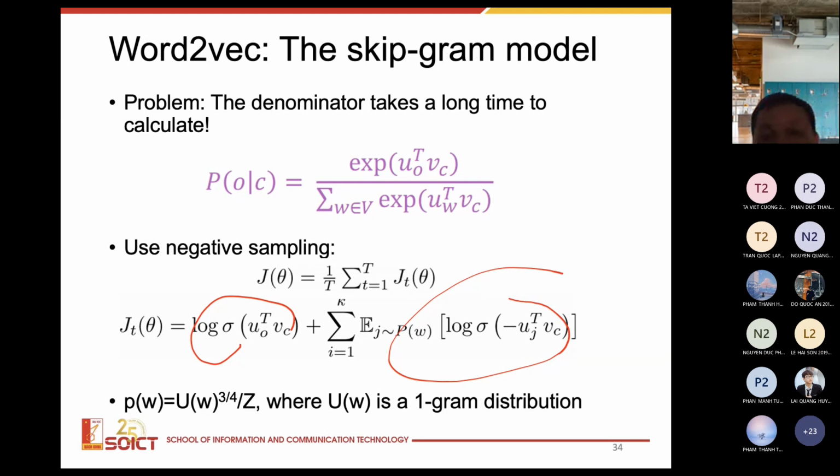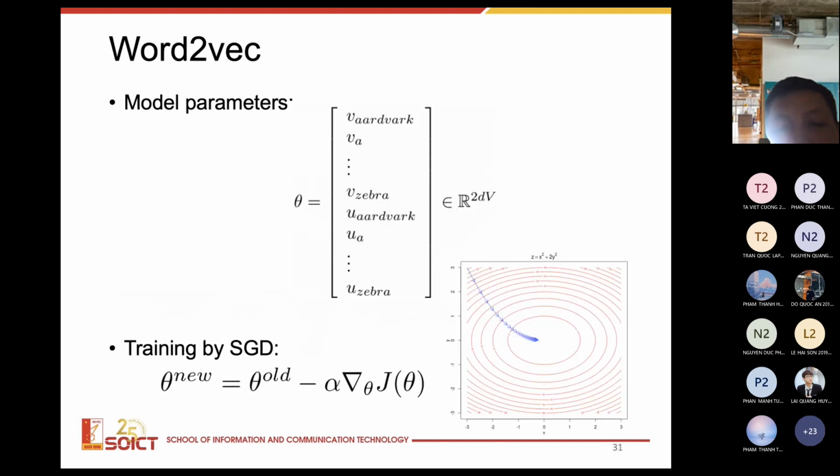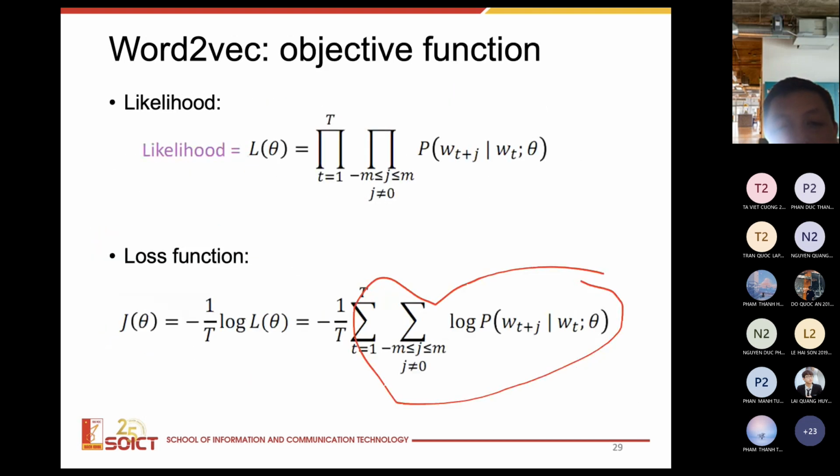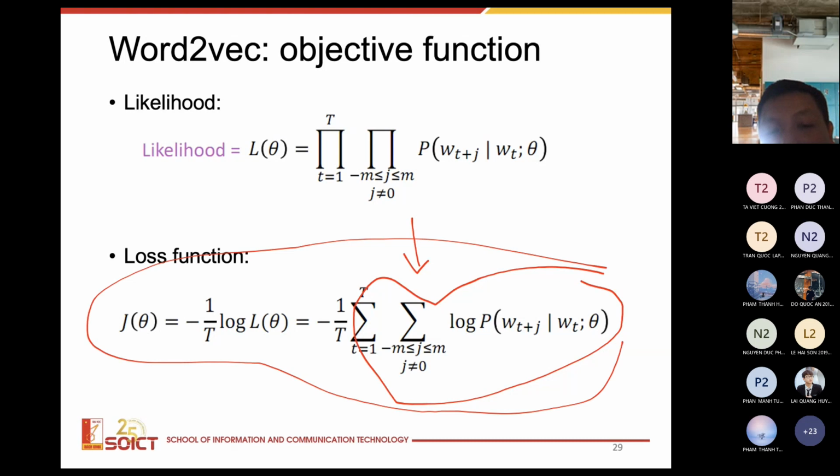Tại sao lại có công thức của JT như thế này ạ? Đây là cách mà người ta define ra loss function thôi, đúng không? Theo như loss function trước, mình define ra ở đây, thì rõ ràng là nó sẽ minimize cái này, đúng không? Cái này được tính từ tổng chập với t từ 1 đến T.